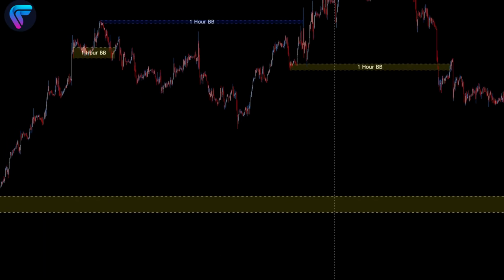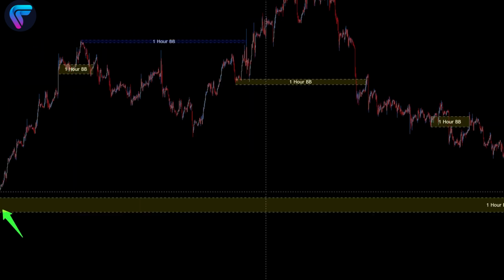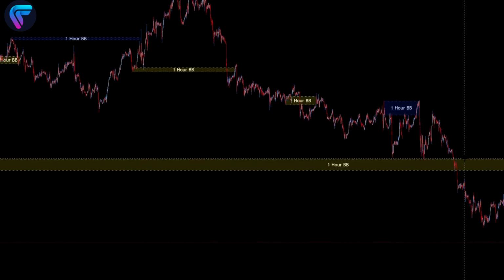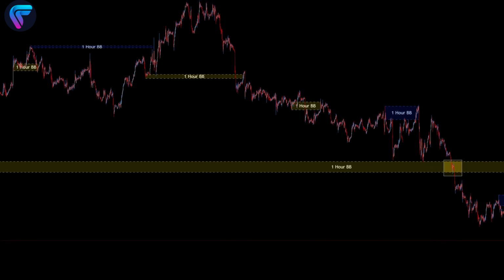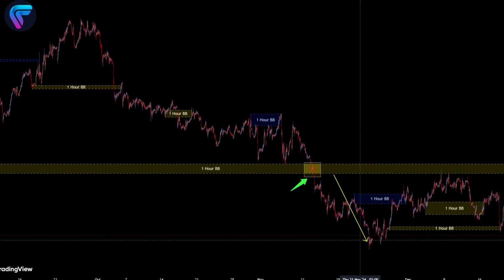Imagine this. The price approaches a bullish order block, an area filled with buy orders. It bounces a bit but then breaks through. That order block is now invalidated and transformed into a breaker block. It's like a broken dam. The water, or the price in this case, has breached it.